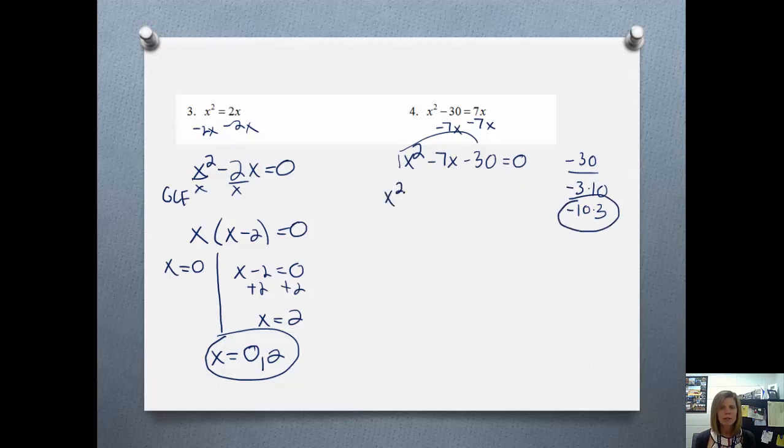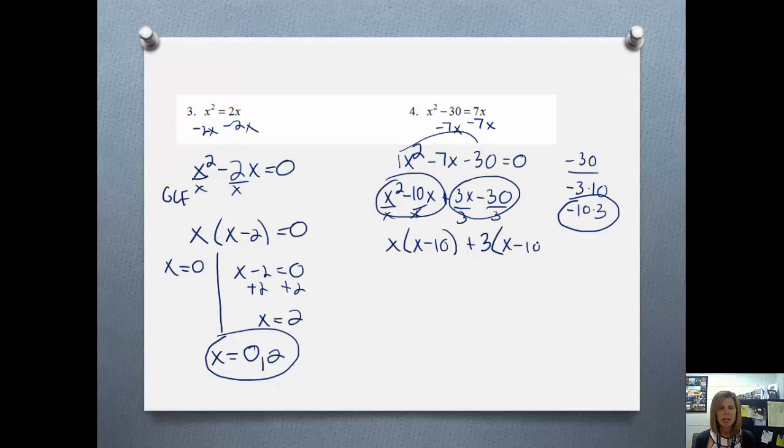So we're going to have x squared minus 10x plus 3x minus 30. I'm going to go ahead and group. My GCF of the first part will be x. And if I factor the x out, I'll have x minus 10. And then plus, my GCF of my second part is going to be 3. So if I divide that out, I'll get x minus 10. Notice they both have an x minus 10. And what I have left is x plus 3. And once again, now we'll set that equal to 0.